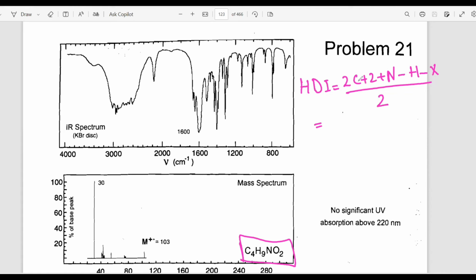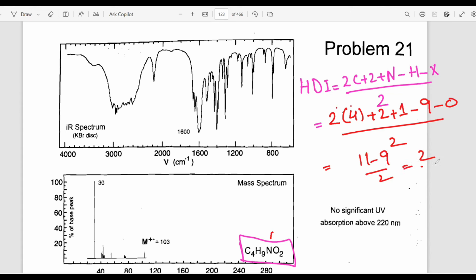Simply, we have to put in the values. How many carbon are present in this compound? 4 carbon, so 4 plus 2 according to the formula. How many nitrogen? There is only one nitrogen. How many hydrogen? 9 hydrogen. Is there any halogen in this compound? No halogen, so 0, divided by 2. So let's put in the values: 4 plus 2, 8. 8 plus 2, 10, plus 1, 11. 11 minus 9 divided by 2. So 2 divided by 2 is equal to 1. It means this unknown compound contains one double bond. The purpose of calculating the hydrogen deficiency index is to find out the number of pi bonds, the number of double bonds in this unknown compound. So there is only one double bond in this compound.